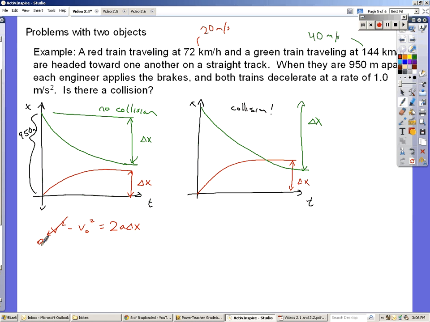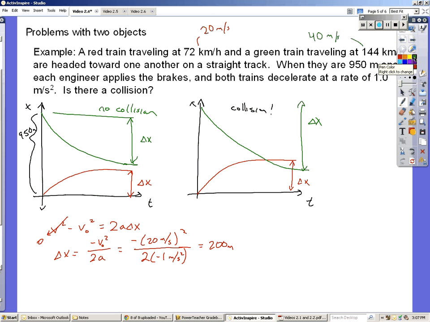v naught is 20 meters per second. a is -1 meter per second squared. And we're looking for delta x. So delta x equals negative v naught squared over 2a, so negative (20 meters per second) squared over 2 times -1 meters per second squared. And that makes the distance traveled by the first train 200 meters.